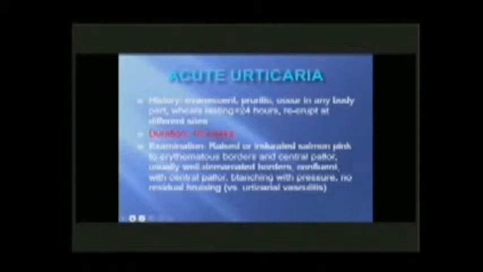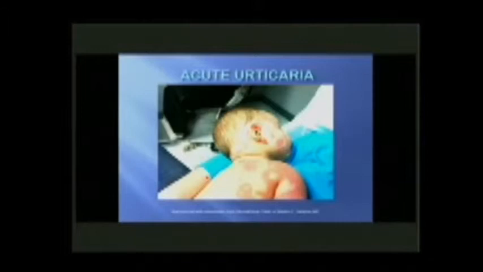I reproduced all my pictures with permission, and this is a baby who came in with a post-viral infection, and these are typical urticarial lesions for infants and children. They usually come in with target lesions all over the body, face, neck, and even areas with hair or glabrous skin.